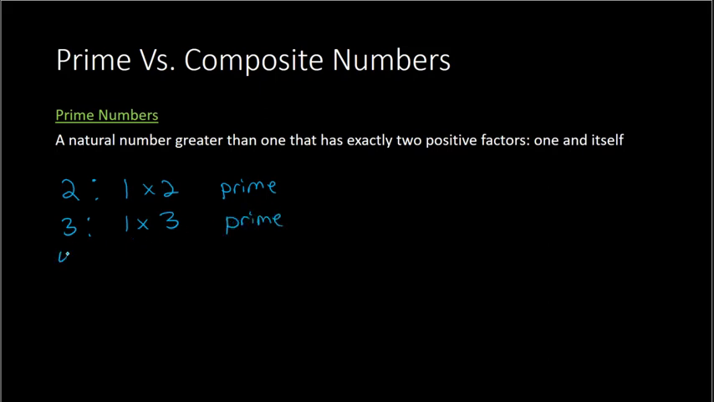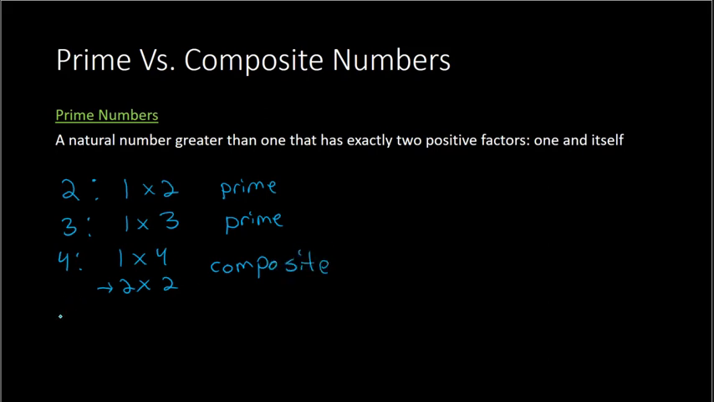Now if you look at 4, to get 4 we have 1 times 4, but we also have 2 times 2. So because we have the second set of factors right here, other than just 1 and itself, this would be the other one, which is called composite.